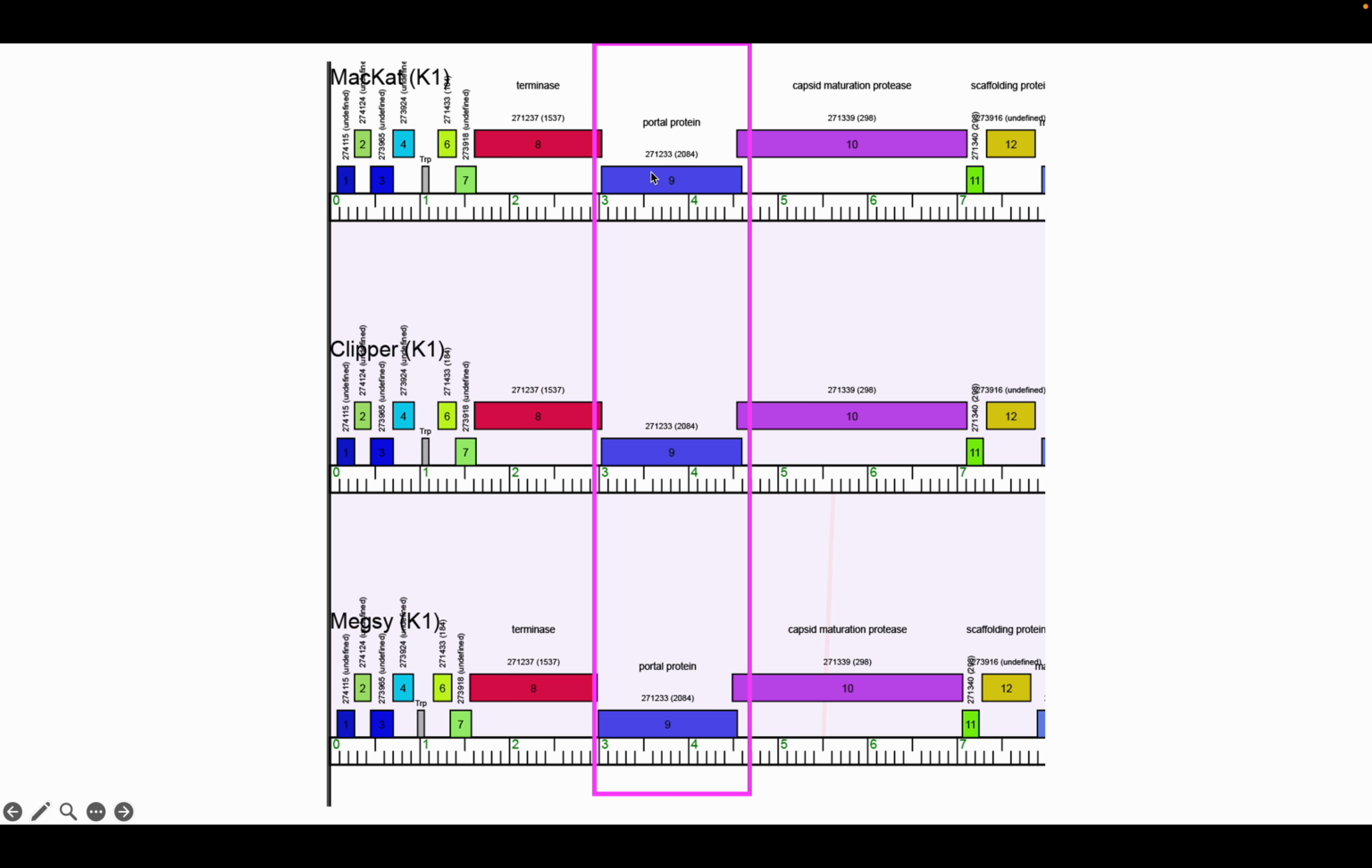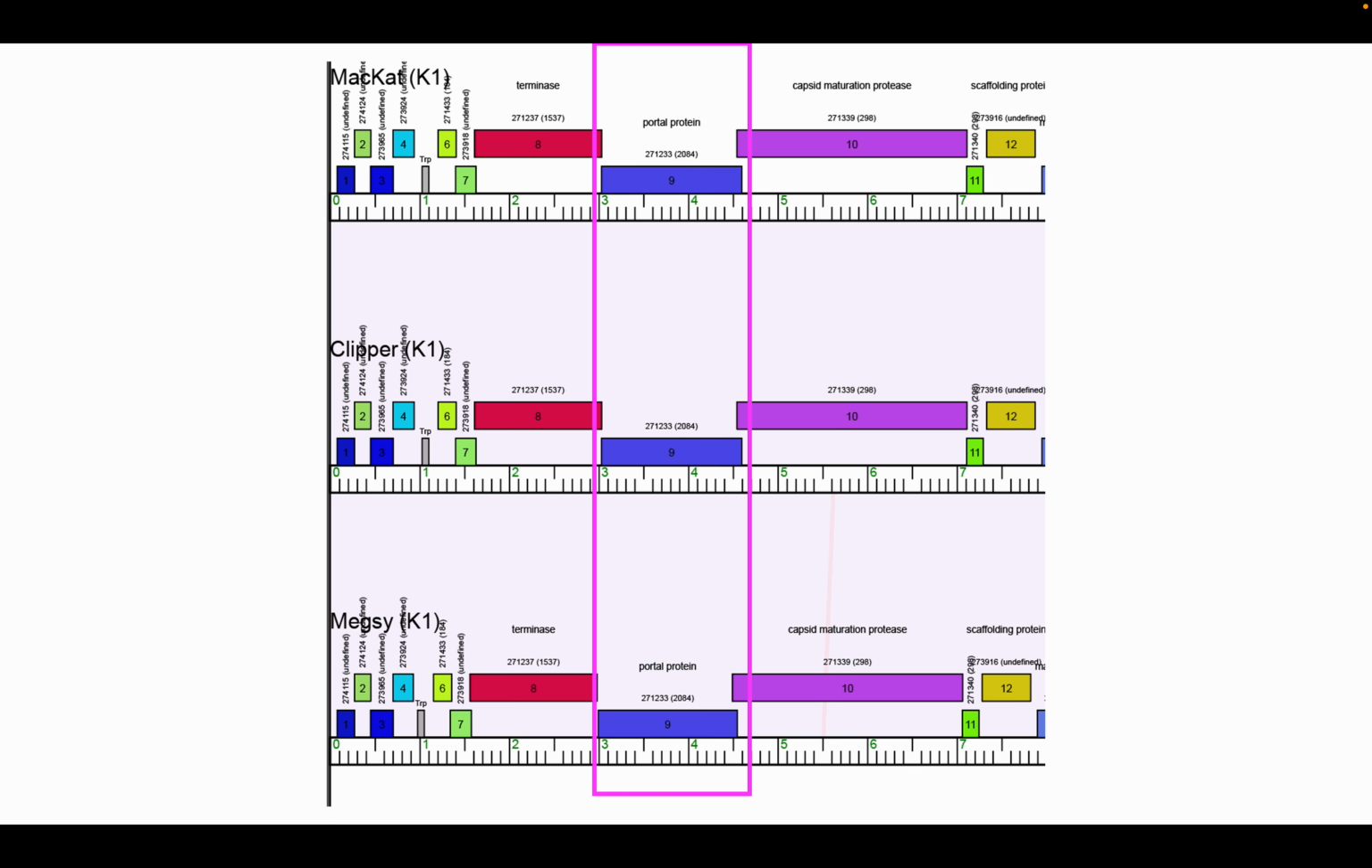We can see that this gene is present in MatCat and in MEGSI, and they have both assigned a portal protein function. Also, if you look above the gene, the number is the FAM number for that gene FAM, and then in parentheses are the number of members in that family. So this is a really big family with over 2,000 members.